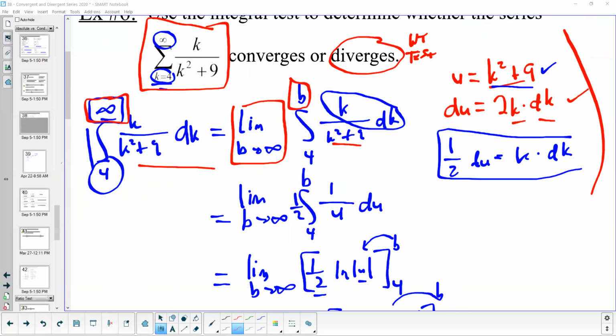And in our next video, we'll take a look at the alternating series test. What happens if you start getting negative terms?